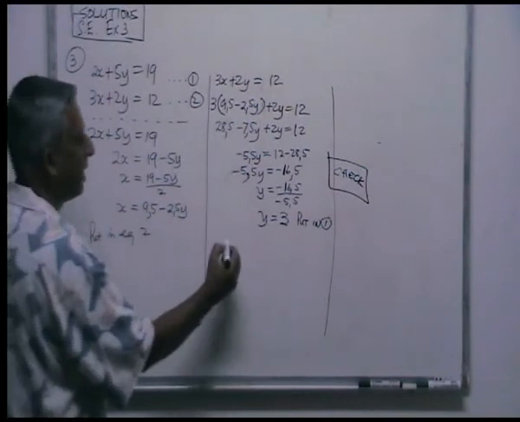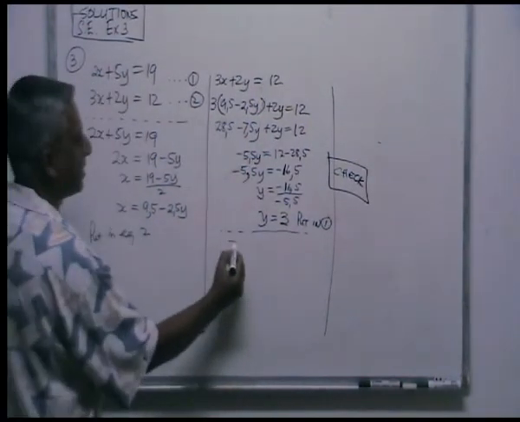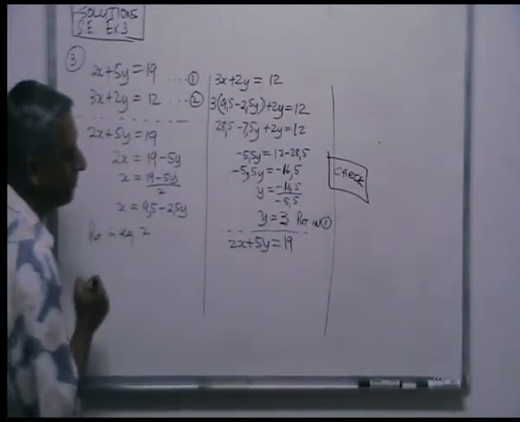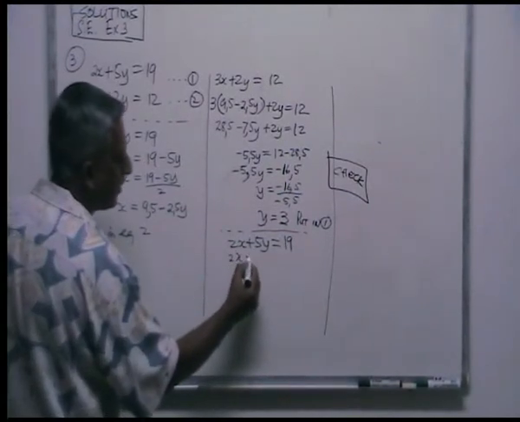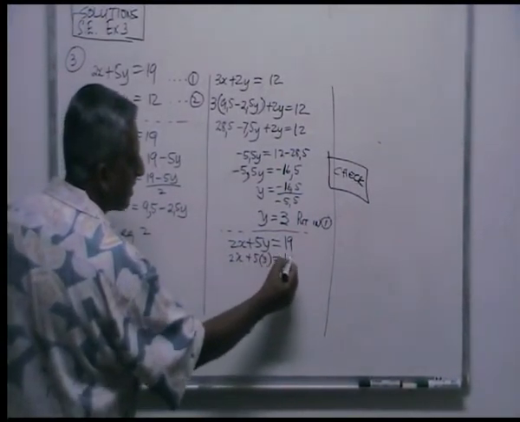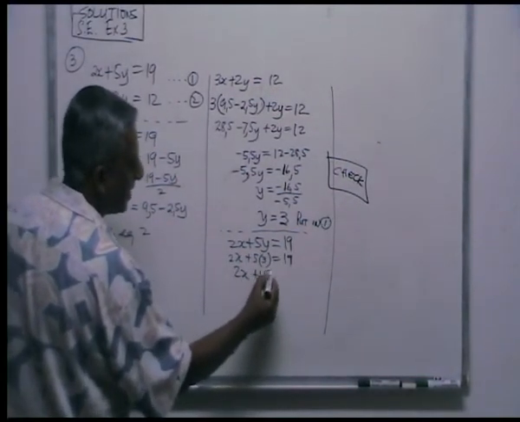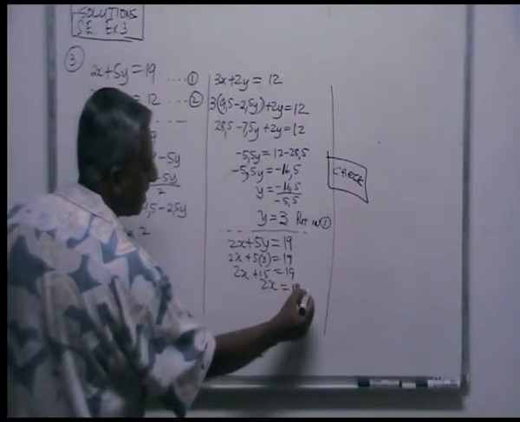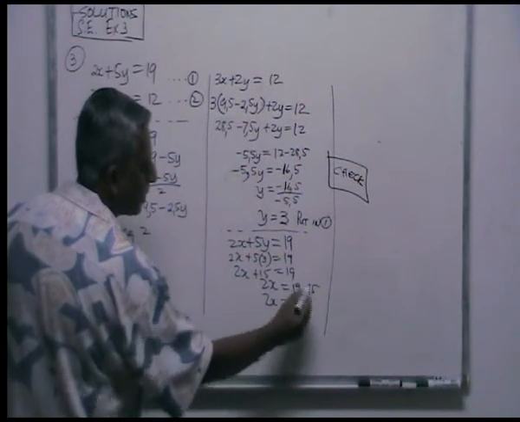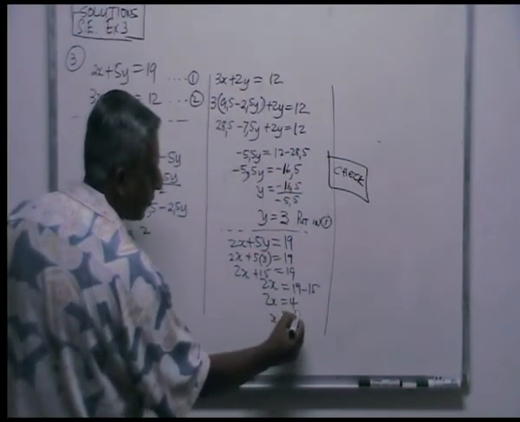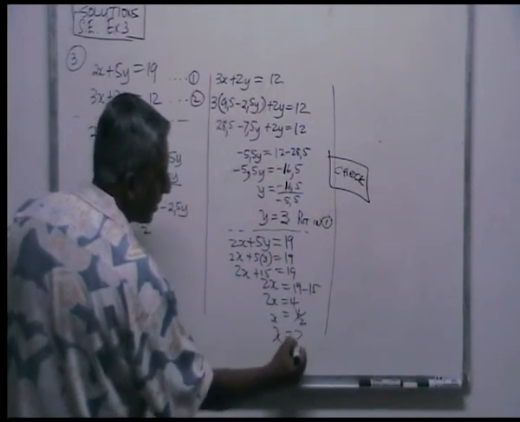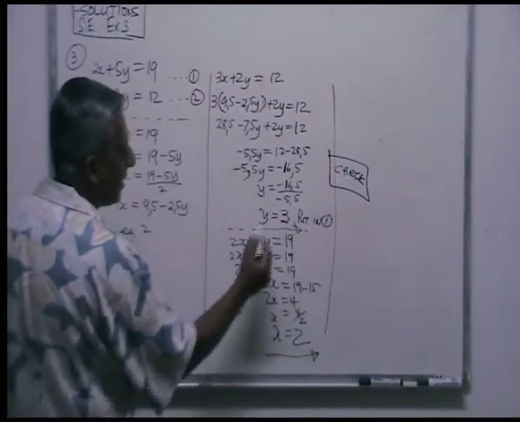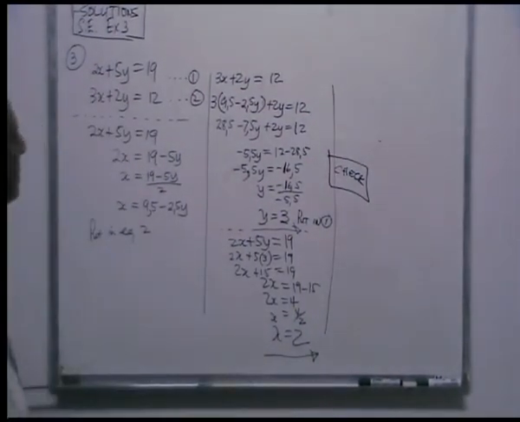Now we go back to number 1. And number 1 is 2x plus 5y is equal to 19. So y is 3. So 2x plus 5 times 3 is 19. 2x plus 15 is 19. So 2x is equal to, take the 15 on that side, 19 minus 15, 2x is equal to 4, x is equal to 4 divided by 2, x is equal to 2. Alright, so your final answer: y is equal to 3 and x is equal to 2.